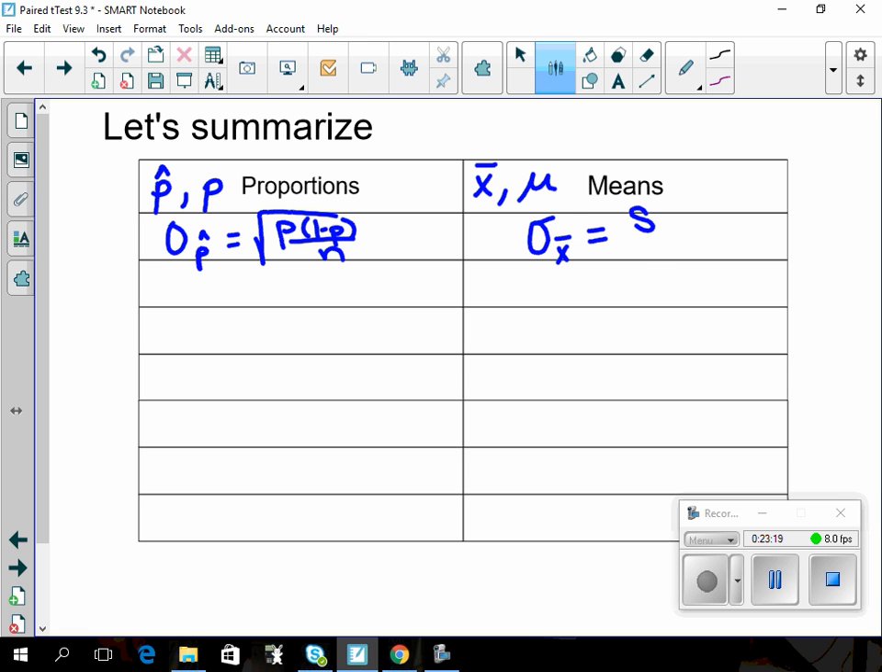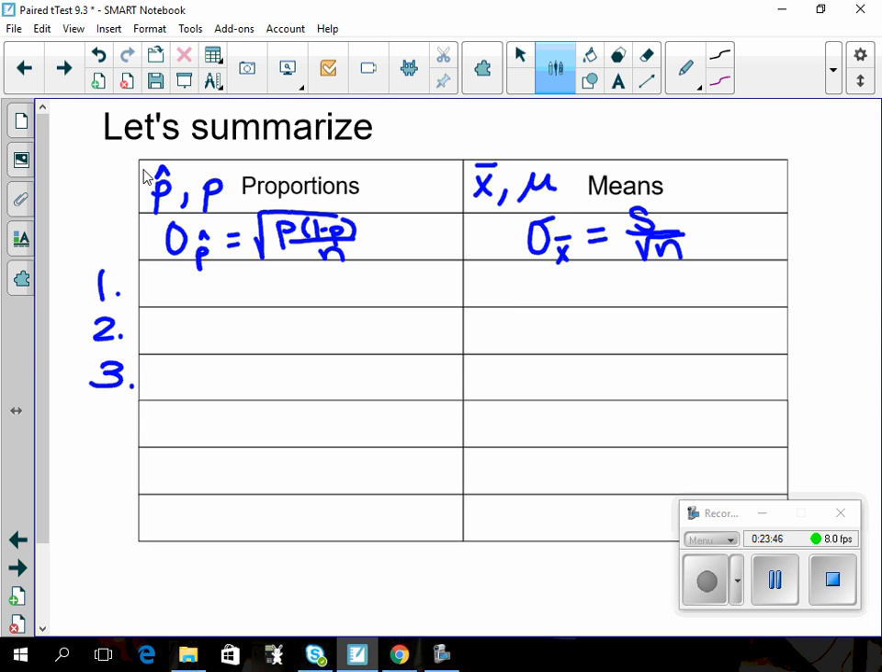When we talk about means, it's our sample standard deviation divided by the square root of n. Now we can use those formulas if the conditions are met, right? And we know that the conditions, well, let's move those over a little bit. There are 3 of them for each, right? For proportions and means, it's the same for the first 2, right?